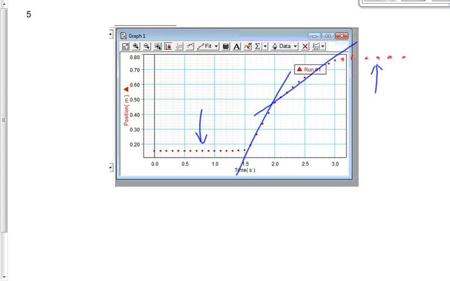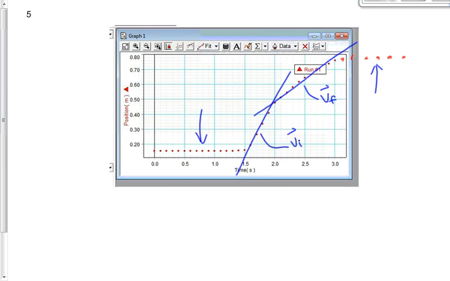This would correspond to the initial velocity of cart number 1, and this would correspond to the final velocity of carts 1 and 2 combined. Notice that the final velocity has a smaller slope than the initial velocity, which makes sense, right? If cart number 1 is moving at a certain speed, it hits cart number 2, sticks together, the final velocity of the combined mass will be smaller than the initial velocity of cart number 1.